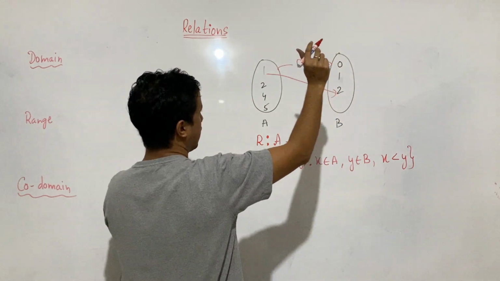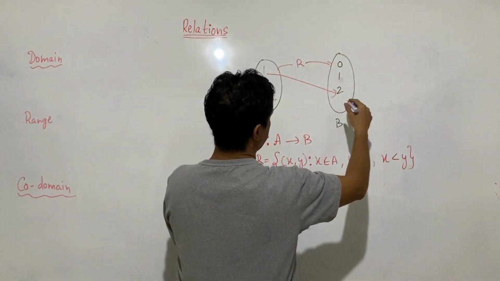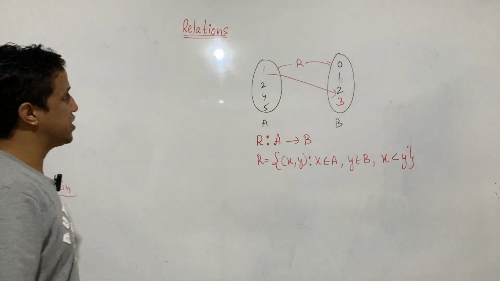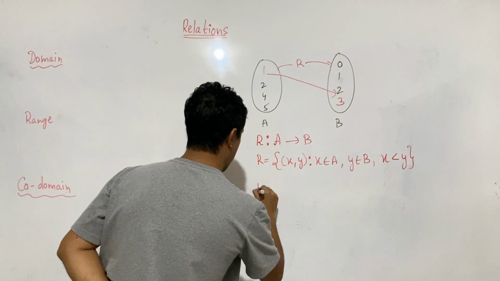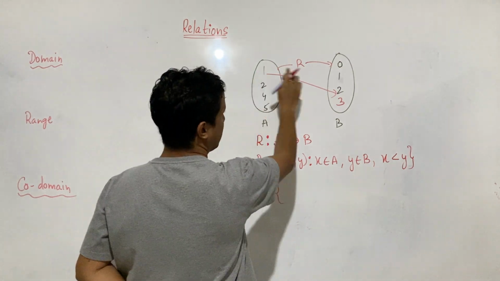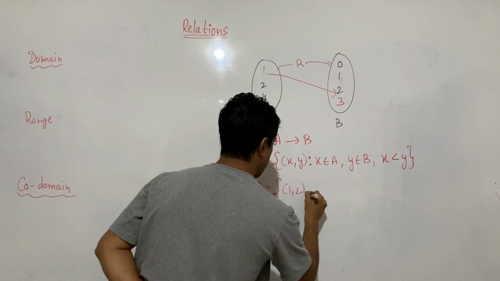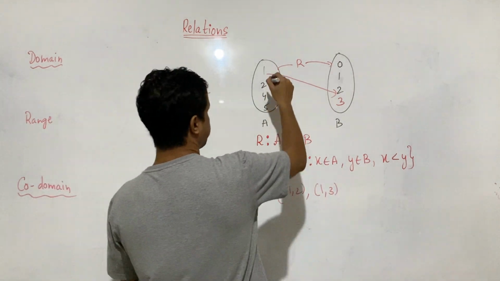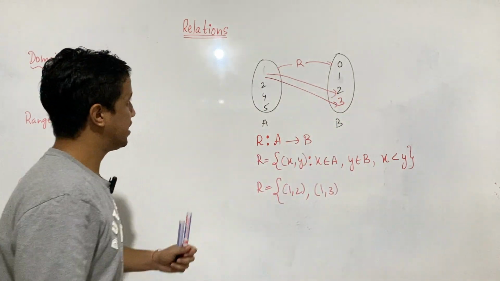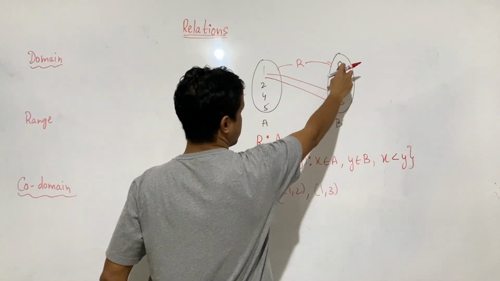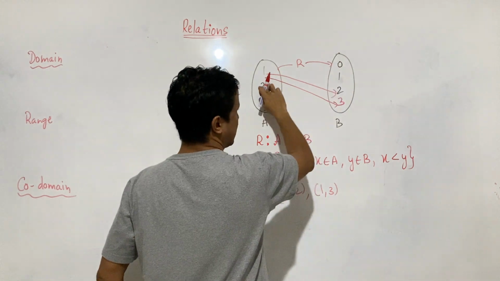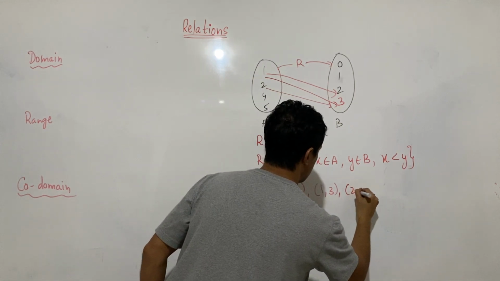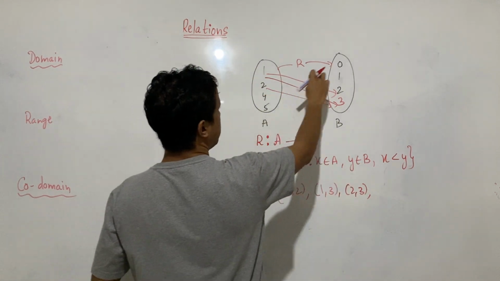Here I can use one more, 3. So R is going to be: is 1 less than 2? Yes. Is 1 less than 3? Yes. So 1, 3. Is 2 less than 0? No. Is 2 less than 1? No. Is 2 less than 2? No. Is 2 less than 3? Yes. So it's going to be 2, 3. Then is 4 less than 0? No.